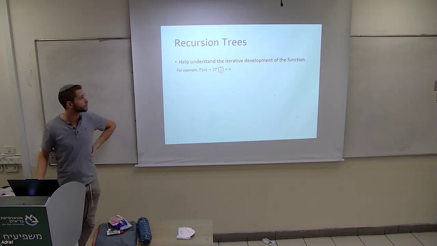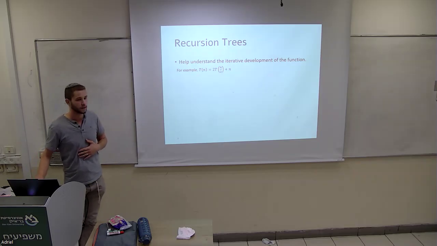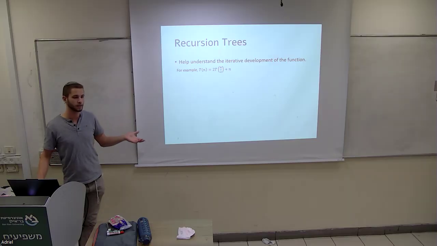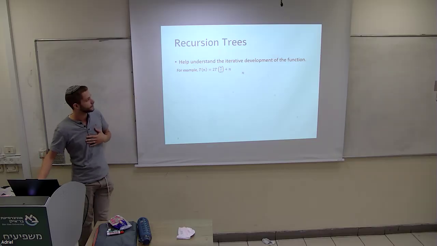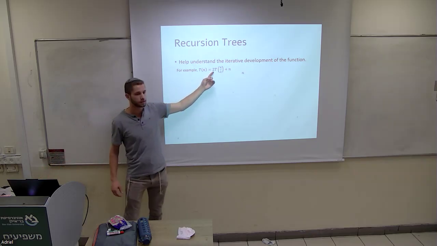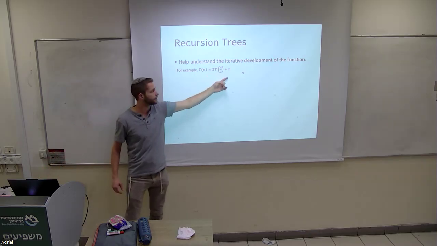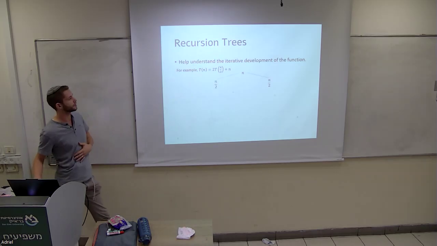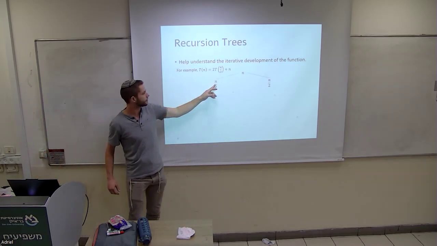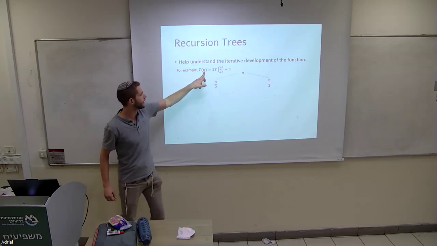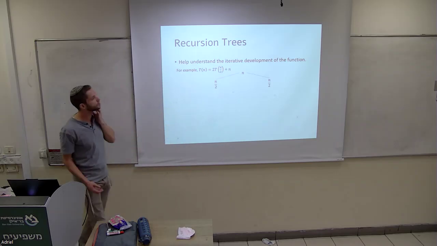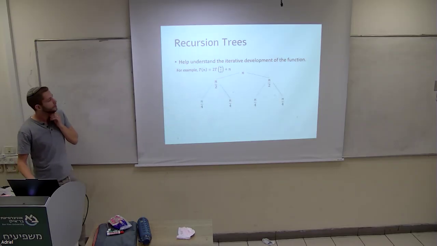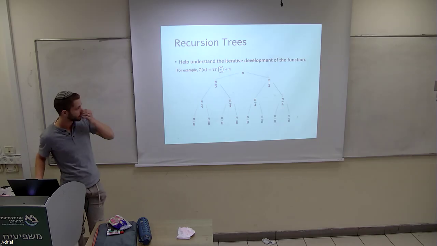For example, t of n equals 2 times t of n divided by 2 plus n. What does the recursion tree look like? At the first level, we're doing n work, right? And then we have two calls. Each one does n divided by 2, right? So now we're going to have two calls, each one n divided by 2. And if I plug in n divided by 2 into our t of n, I get 2 times n divided by 4 plus n divided by 2, actually. So in each one of these levels and so on and so forth, this is a recursion tree.